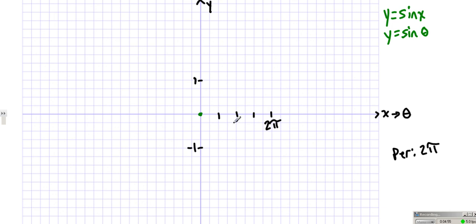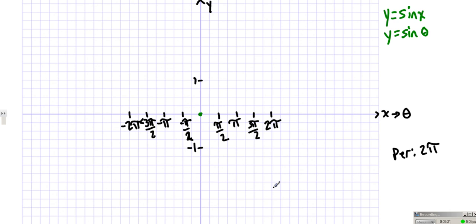Half of 2 pi is pi. Half of pi is pi over 2, and this tick mark is 3 pi over 2. I'm going to do the same thing in the negative direction. So I've got negative pi over 2, negative pi, negative 3 pi over 2, and negative 2 pi.